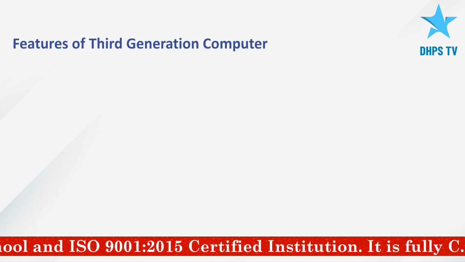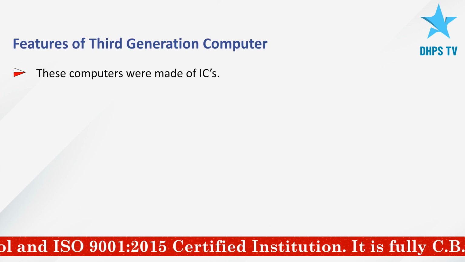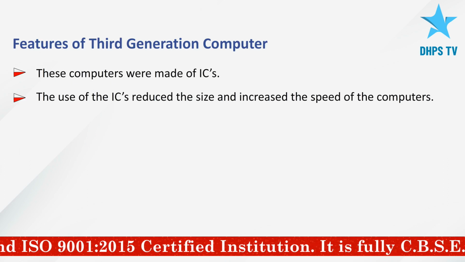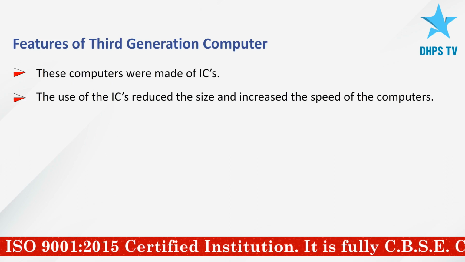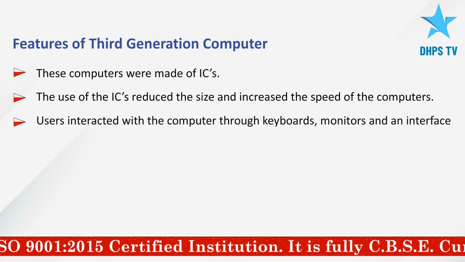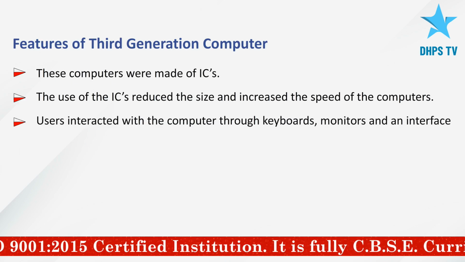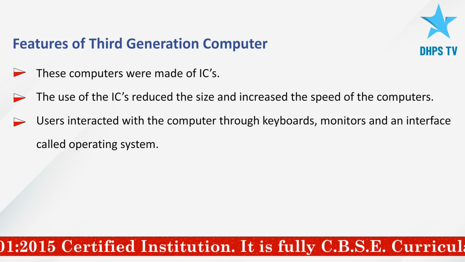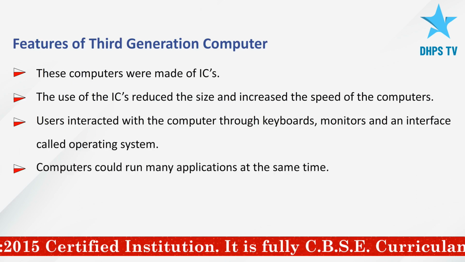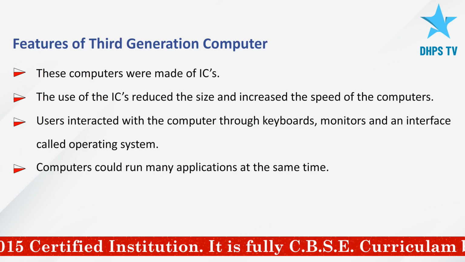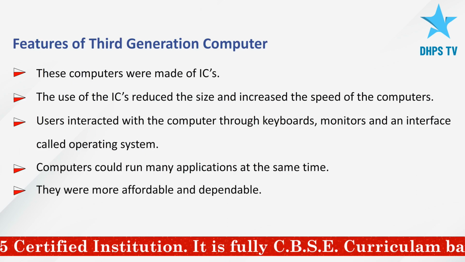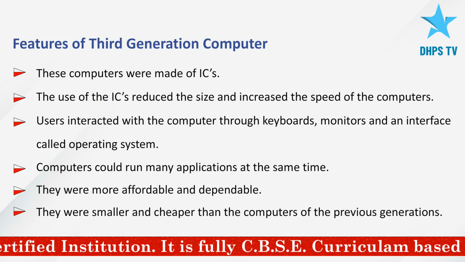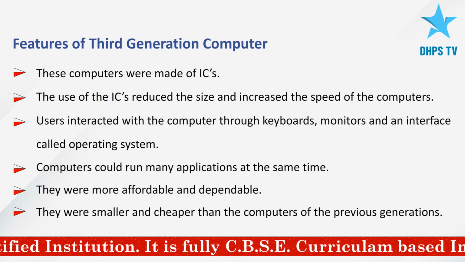Features of third-generation computers. These computers were made of ICs. The use of ICs reduced the size and increased the speed of the computers. Users interacted with the computer through keyboards, monitors, and an interface called the operating system. Computers could run many applications at the same time. They were more affordable and dependable. They were smaller and cheaper than the computers of the previous generations.